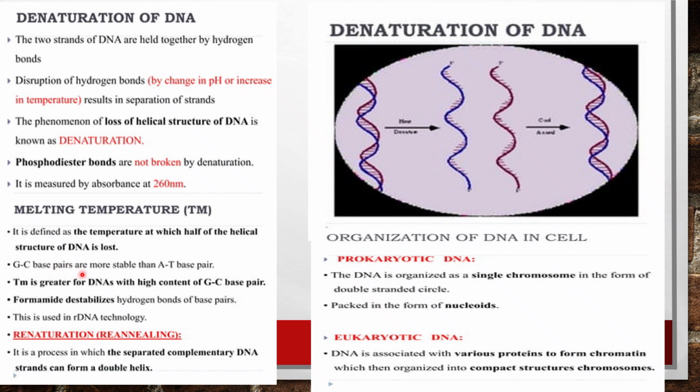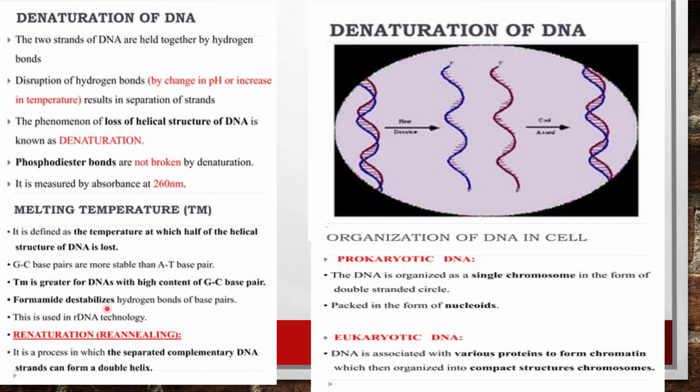And GC base pairs are more stable than AT base pairs. Why? Because there are three hydrogen bonds between the guanine and cytosine in the structure of DNA, while only two hydrogen bonds are available between the adenine and thymine. So because of three hydrogen bonds, it is more stable as compared to AT base pair. So the transition melting temperature is greater for DNA with high content of GC pairs.